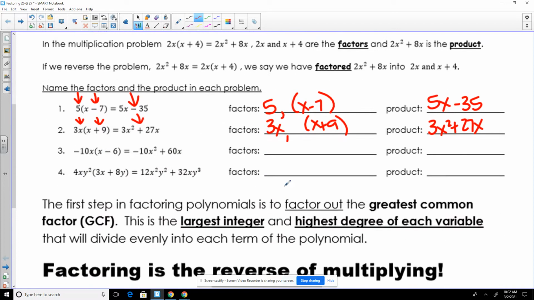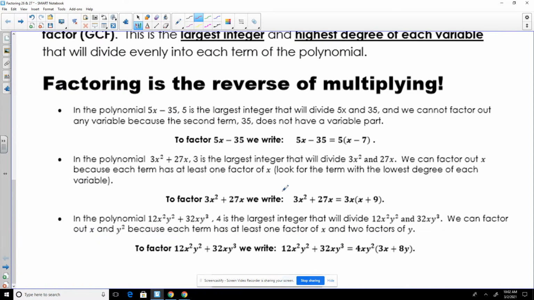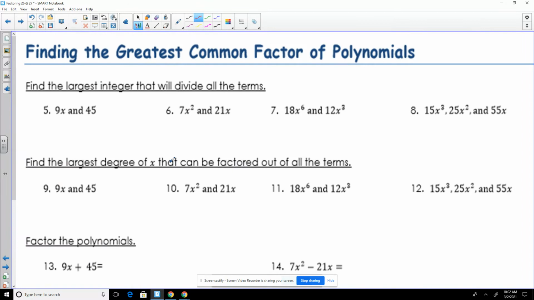Record that first section. Okay, so now let's go to the next page. You'll see on the next page, we're going to start talking about the greatest common factor of polynomials.